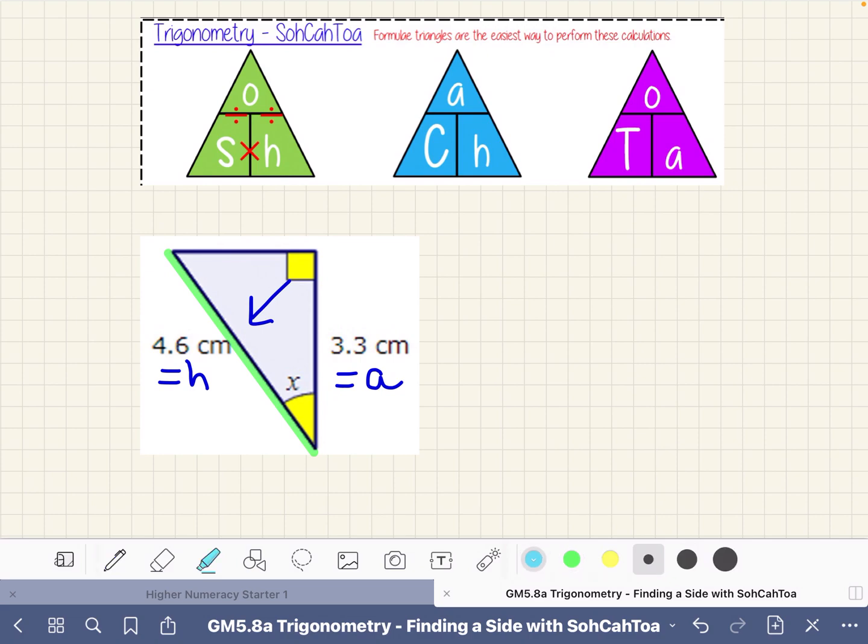We then look to see what triangle uses H. Sine uses the hypotenuse and cos uses the hypotenuse. We look to see what triangle uses the adjacent side. The cos triangle uses the adjacent side, the tan triangle uses the adjacent side. The only triangle to use two of those sides is this here. That means the Cah triangle will help us with our calculations.